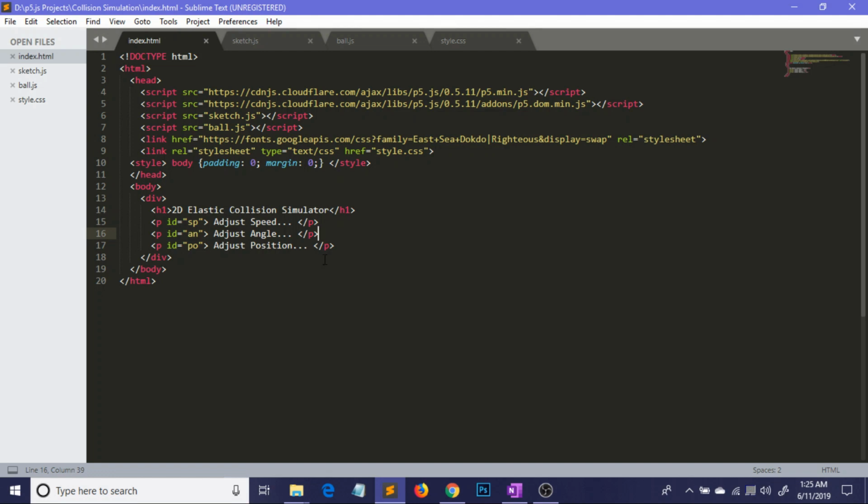Okay, so to do the p5.js coding, first of all you need to make an index.html file, and this is the boilerplate for it. You can find all the files used in my GitHub repository, and the link will be given in the description, so please make sure to check that out.